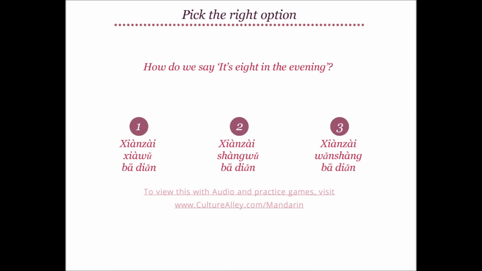Let's take another one. How do we say it's 8 in the evening? Is it 现在下午八点? Or 现在上午八点? Or could it be 现在晚上八点? It's 8 in the evening in Mandarin will be 现在晚上八点. Hope you got this one right.